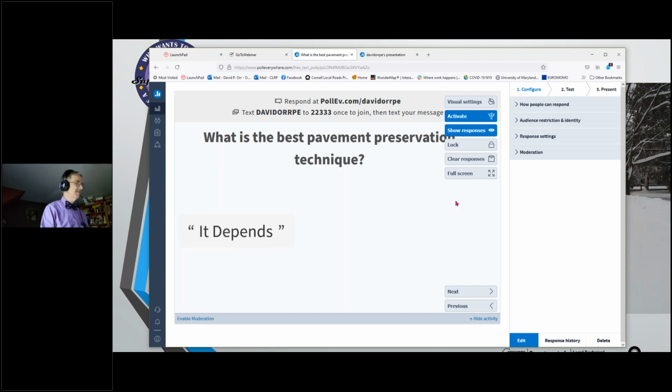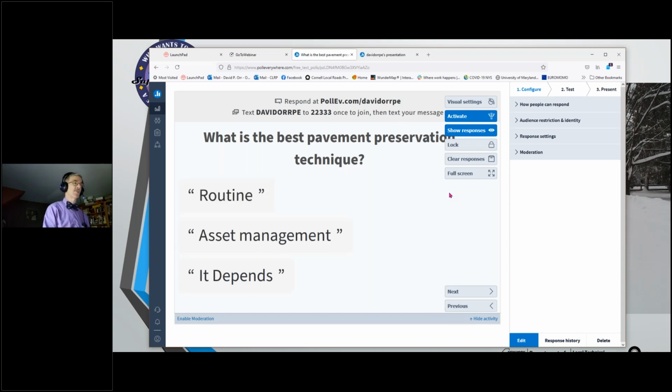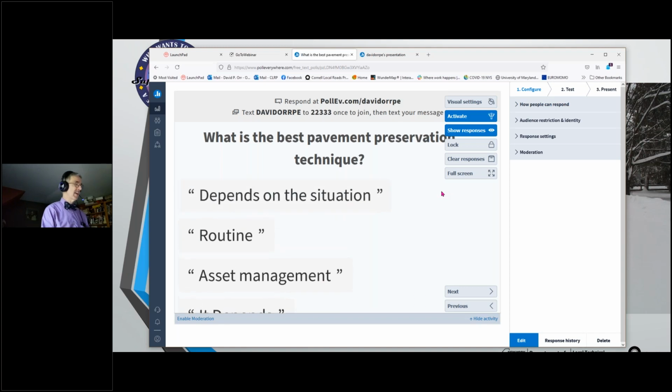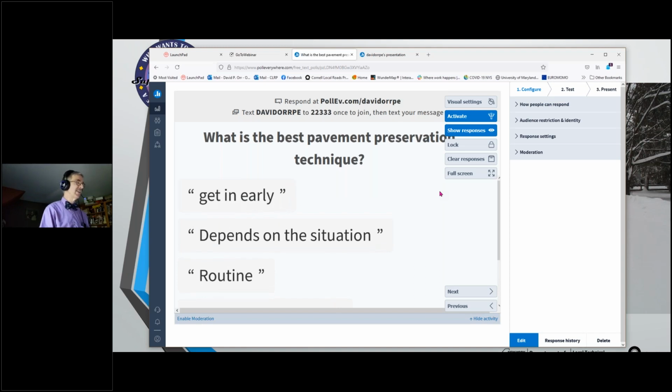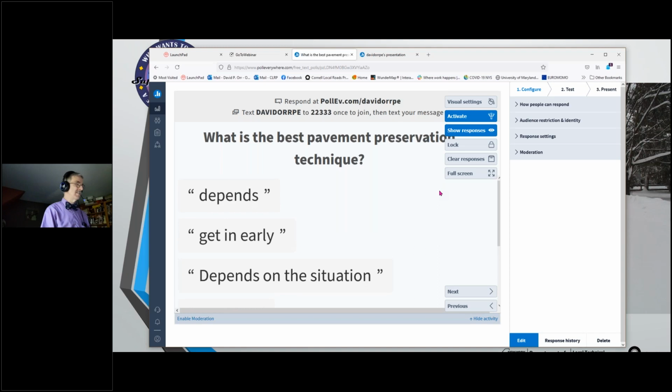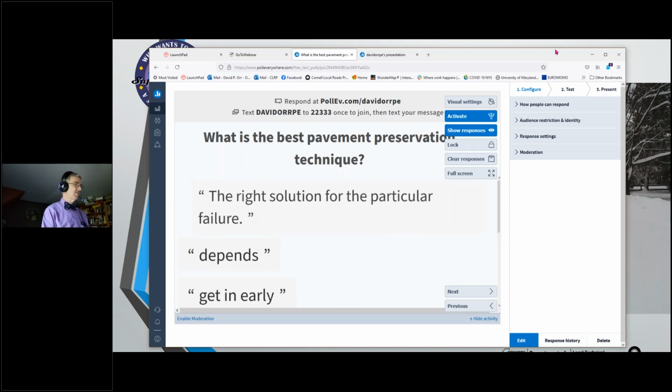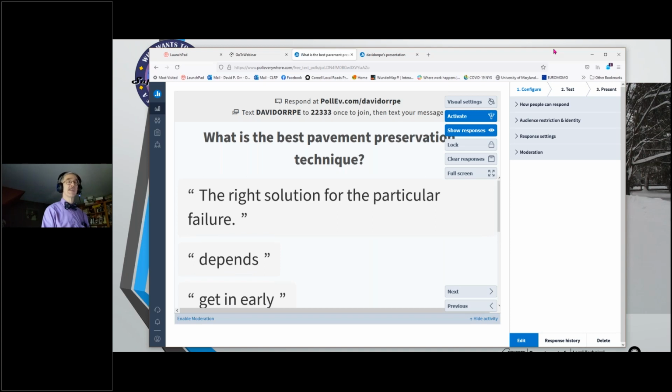Okay. Let's see, asset management. I'm a huge fan of asset management. Having a good asset management program can save your tail. Yeah. You want to do routine or preserving techniques? Yep, it depends. Yeah, absolutely depends on the situation. So what was that technique I told you earlier? Get in early? Yeah, we tend to do these too late. Depends again. Yep. Lots of different answers out there. The right solution for the particular failure. Yeah, that's a good way to think about it.